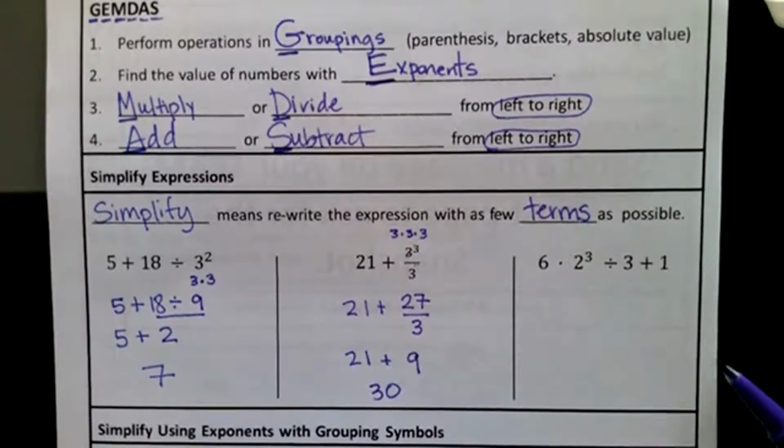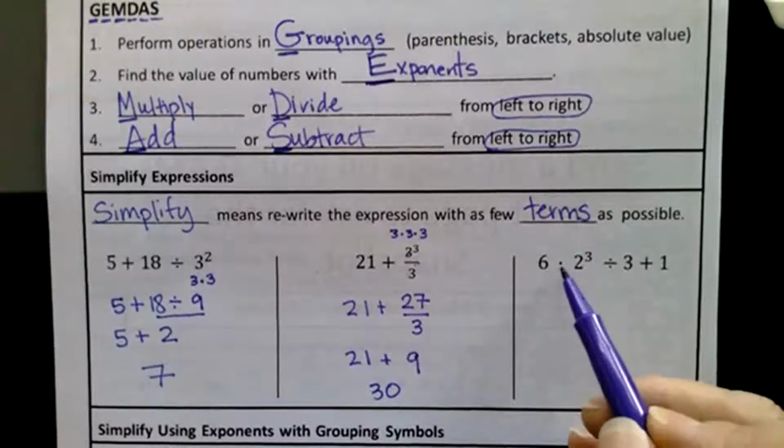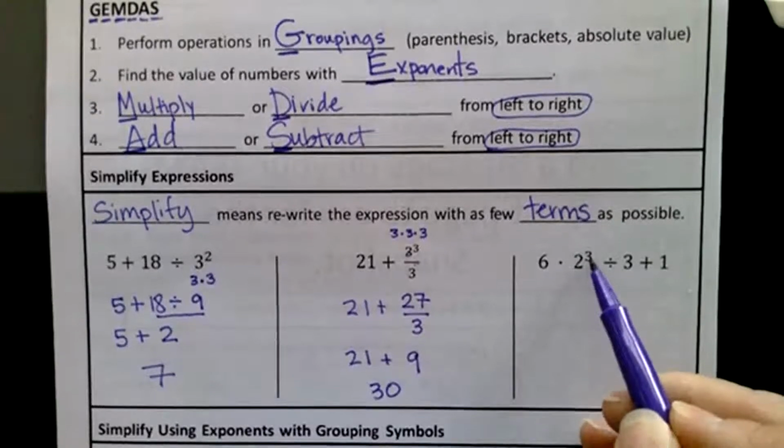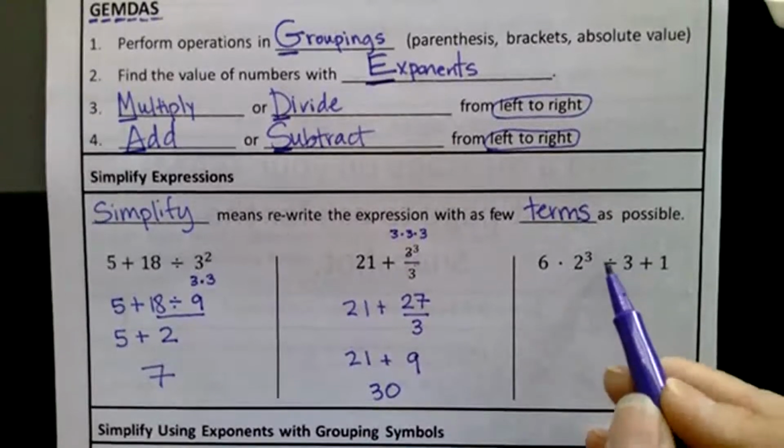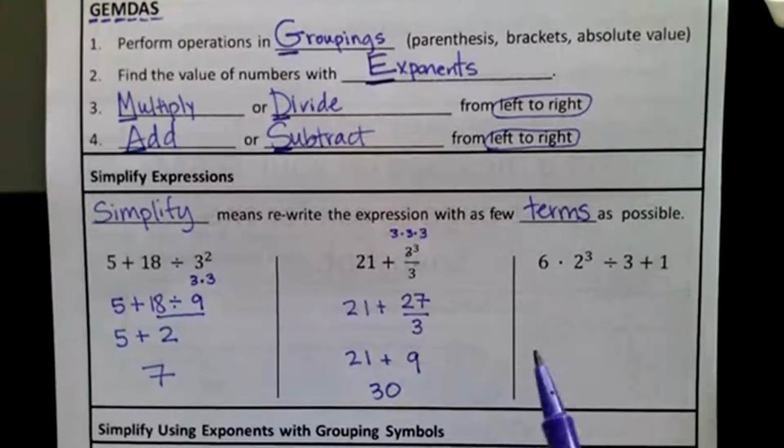We're going to stop using an X to mean multiplication because pretty soon we'll be in algebra and the X will be a letter that stands for a different number. It won't be multiplication anymore. We're going to start moving away from using that. So this is 6 times 2 to the 3rd power, or 2 cubed, divided by 3 plus 1.